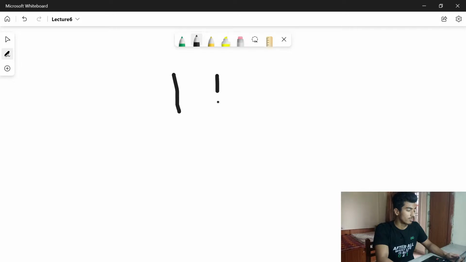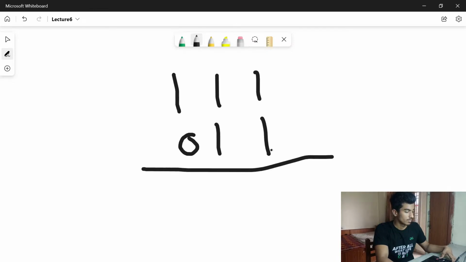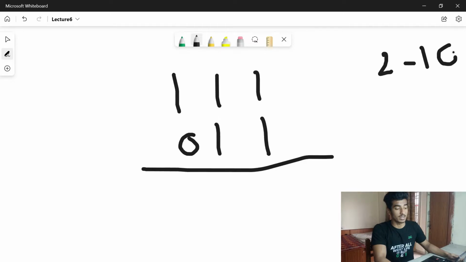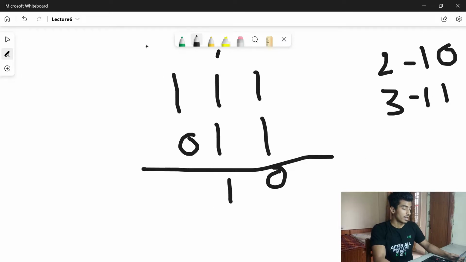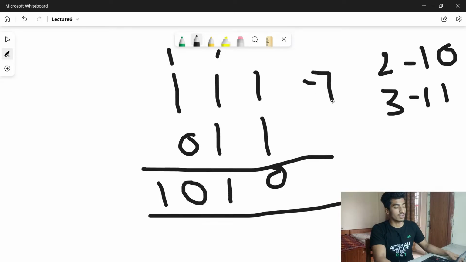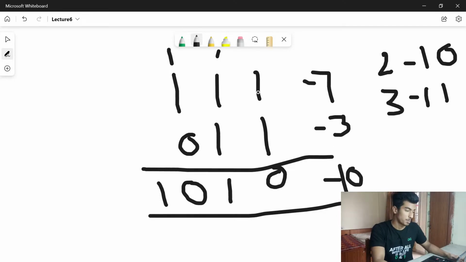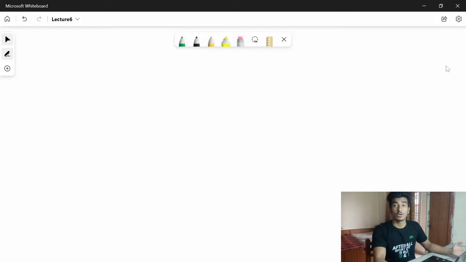Suppose I have 1, 1 and 1, and here 0, 1 and 1. So 1 plus 1 is 2, and 2 is written as 1 0 in binary. So 0 here and 1 is carry. 1, 1 and 1, this is 3, and 3 is written as 1 1 in binary. So I will write here 1, and there is this carry 1. 1 plus 1 is again 2, and it is written as 1 0. So this is 7 and this is 3, and my result is 10. That's it. So now let's talk about how does subtraction work.